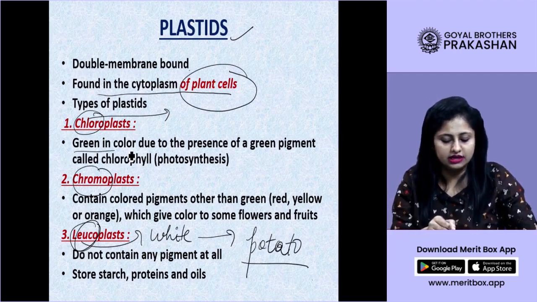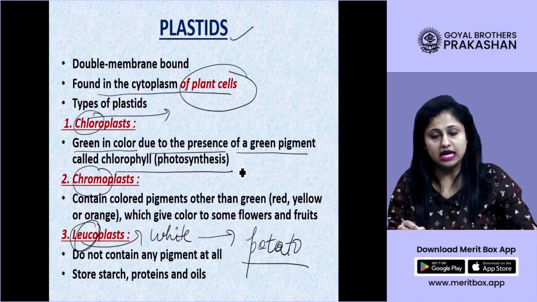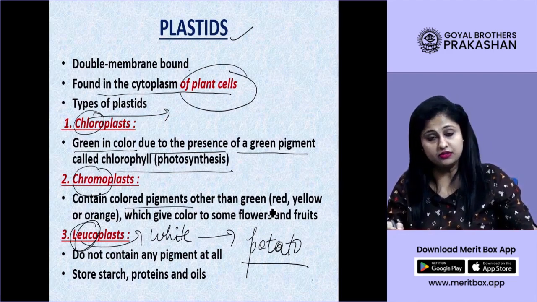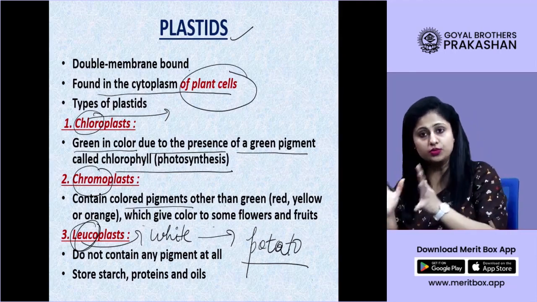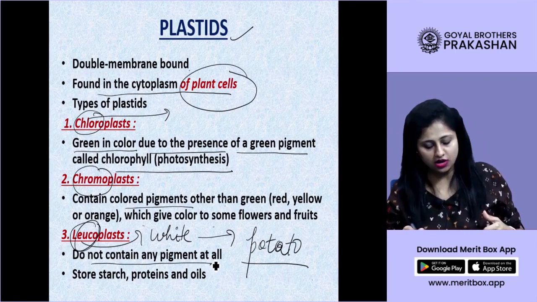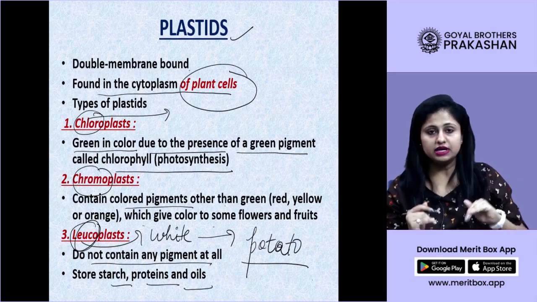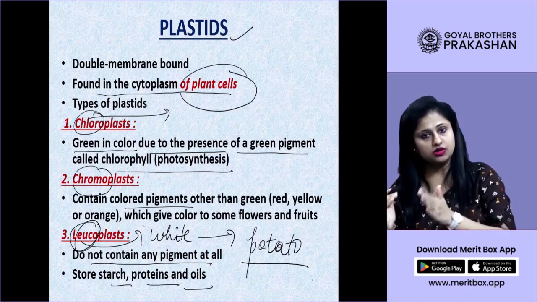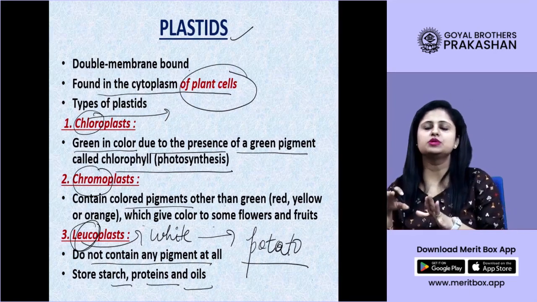So chloroplasts are green in color due to the presence of a green pigment called chlorophyll, and this pigment helps in photosynthesis. Chromoplasts contain colored pigments other than green, like I said earlier, red, yellow or orange, which give color to some flowers or fruits. Leucoplasts are colorless or white. They do not contain any pigment at all. They store starch, proteins and oils. Leucoplasts are further divided into three types on the basis of the storage of starch, protein or oils, but that much description is not given in your syllabus. Those types you will study in your higher classes.